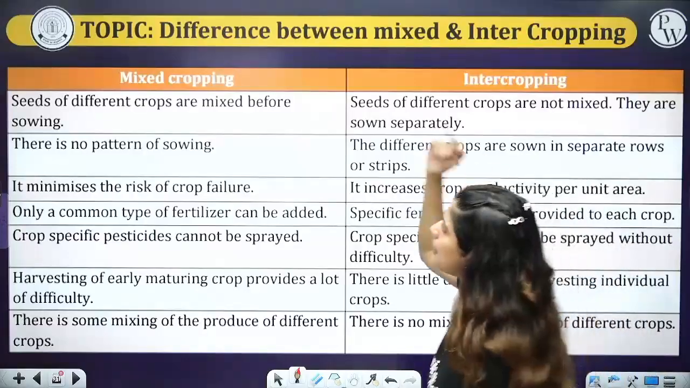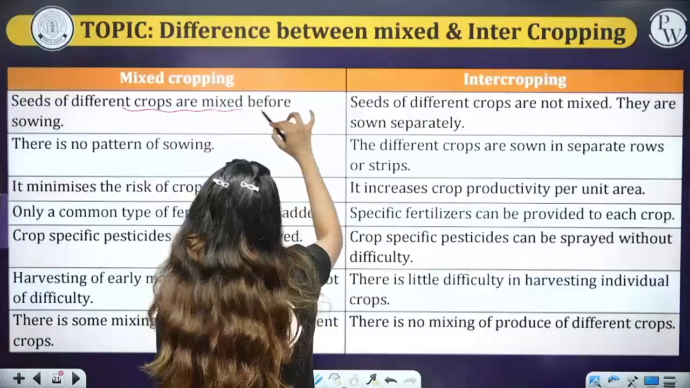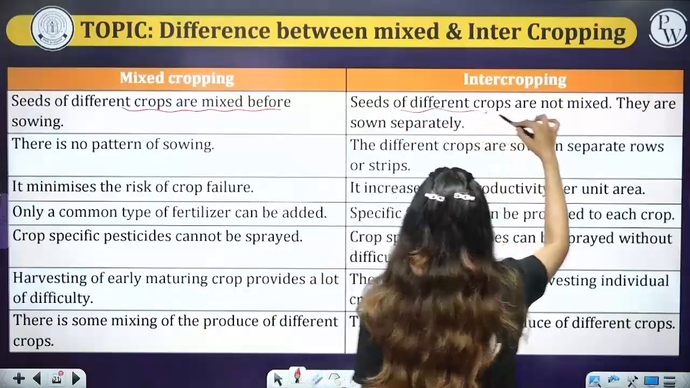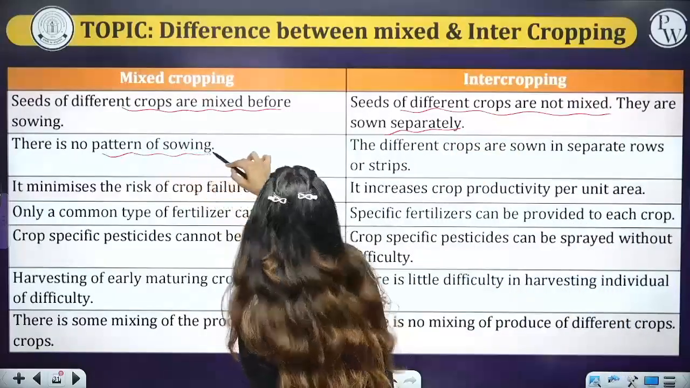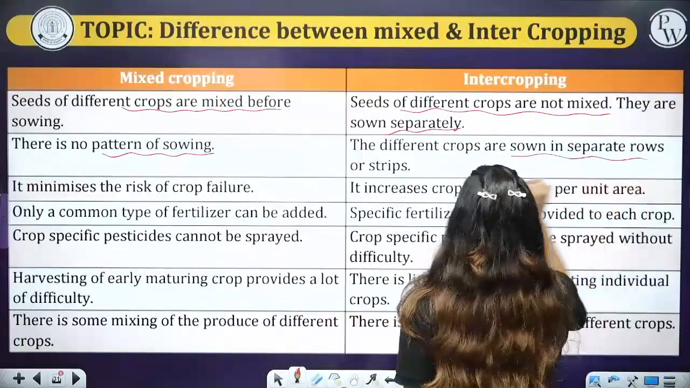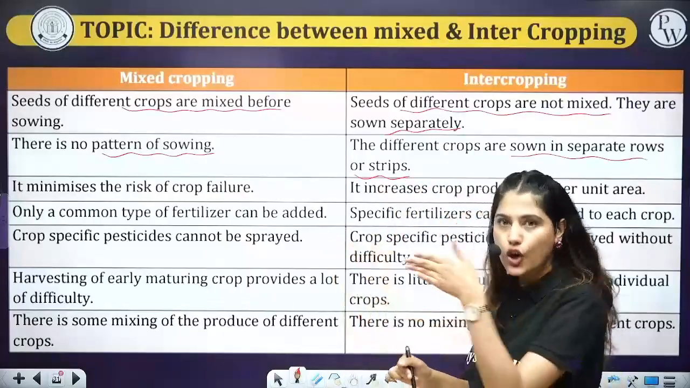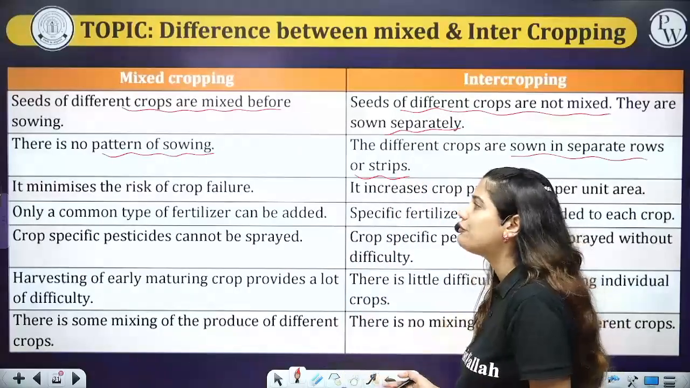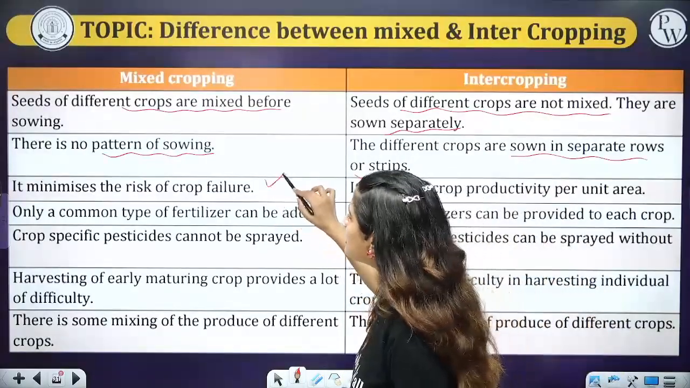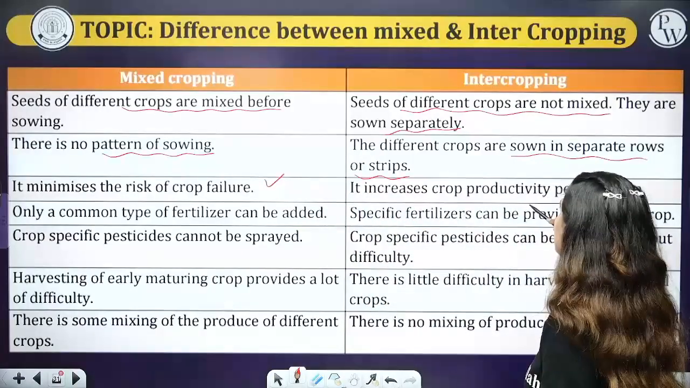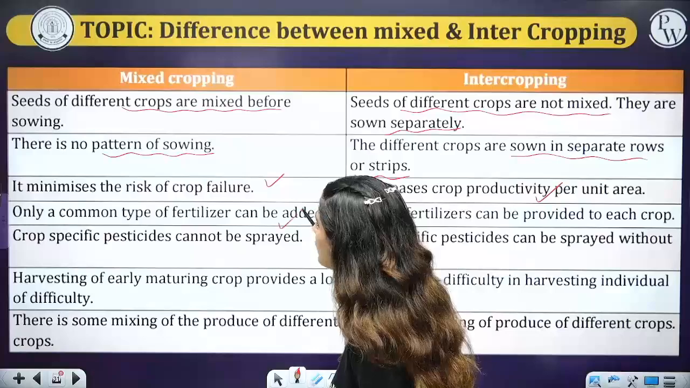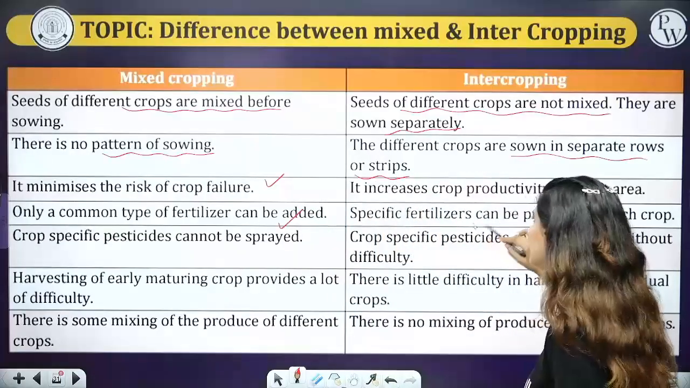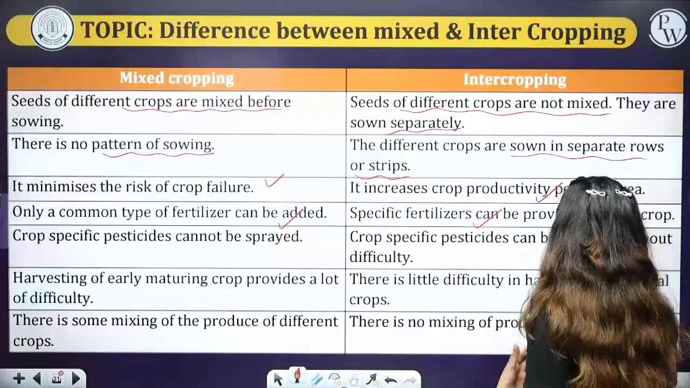So mixed cropping, basically we are mixing the seeds. I have told you here, obviously they are not mixed and they are sown separately, right? There is no pattern as such here, but obviously we are sowing them in specific rows, right? Alternative rows are favored. It minimizes the risk of crop failure, it increases crop productivity, and only a common type of fertilizer is added. Specific fertilizer can be provided.